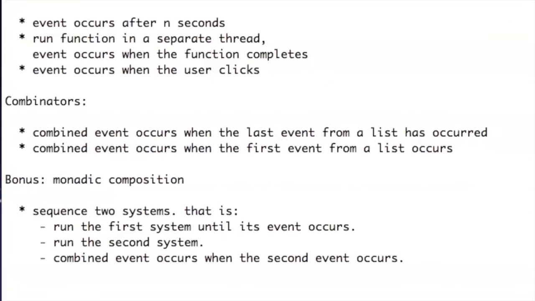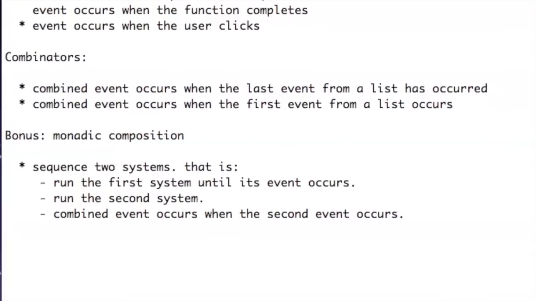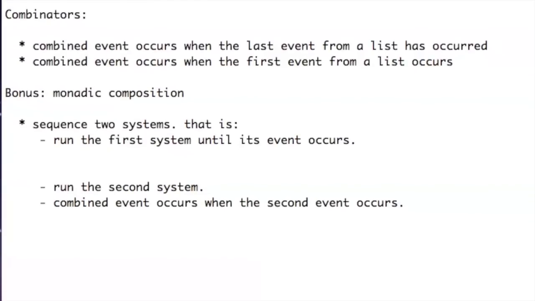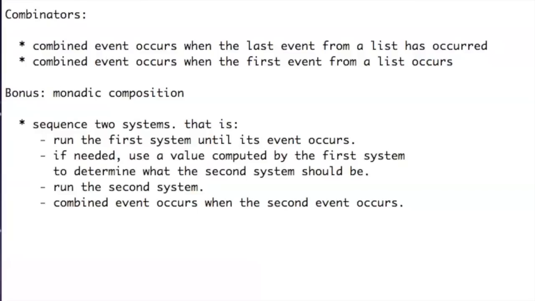But in order to really make this monadic, and not just sequential, we need to add a little twist, which is that since the second system is only being run after the first system has completed, we don't really need to specify upfront exactly what the second system is until that time. And so in particular, we can use a value that was computed by the first system in order to decide what the second system should be. And that's it. If you add this condition, then the combinator becomes monadic.